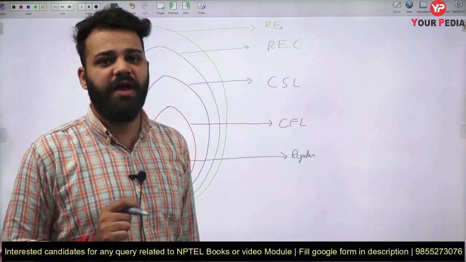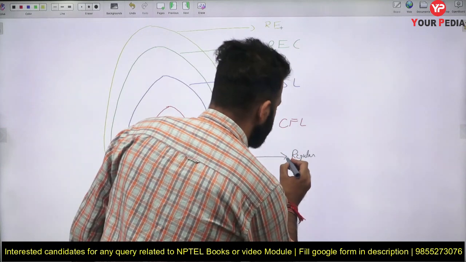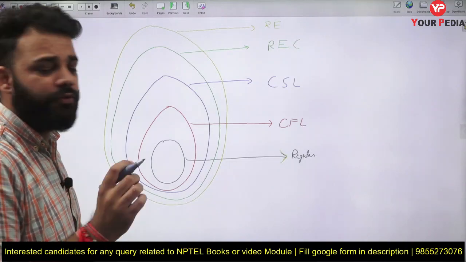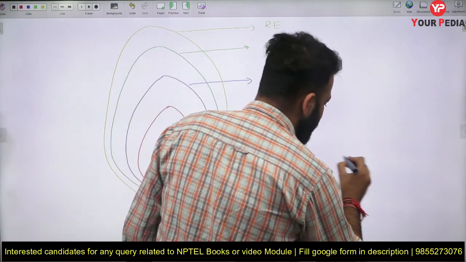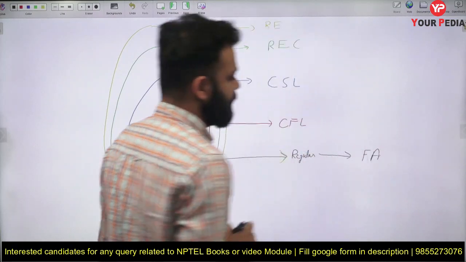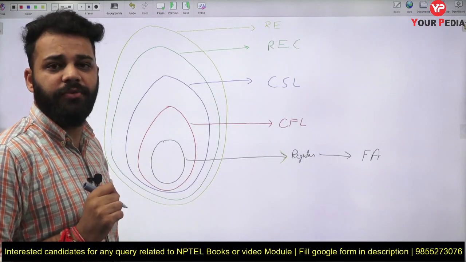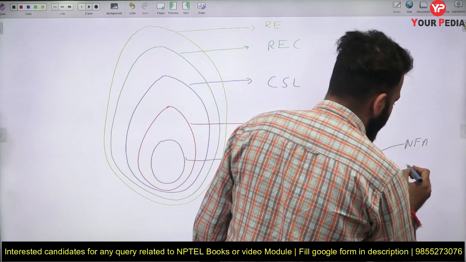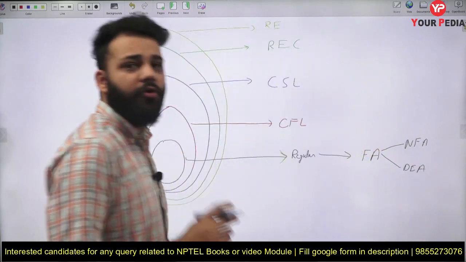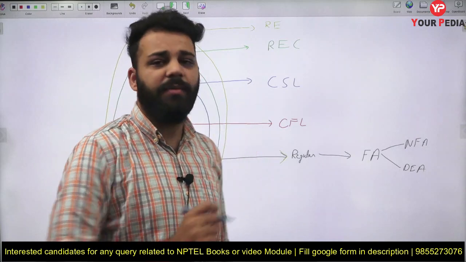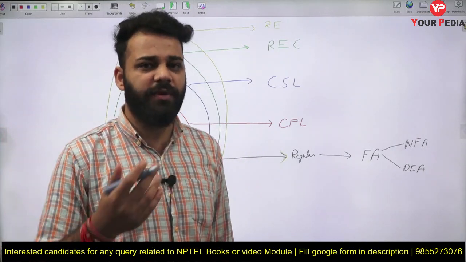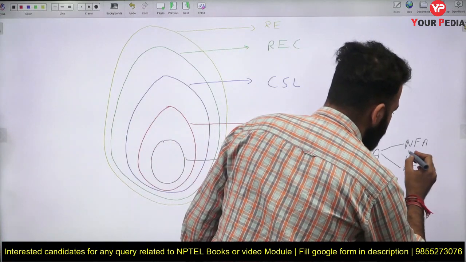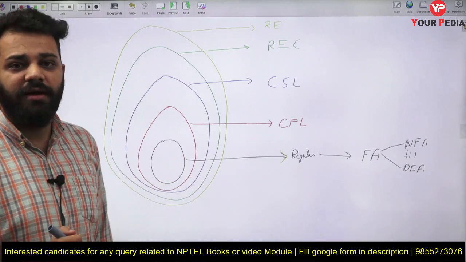Now about the machines. The machines that will be used to accept these languages are, for regular, finite automata. In finite automata, there are two types of machines, NFA and DFA. Both NFA and DFA have the same amount of power. You can convert any NFA to DFA and you can convert any DFA to NFA. So they have equal power and they both can be used to recognize regular languages.